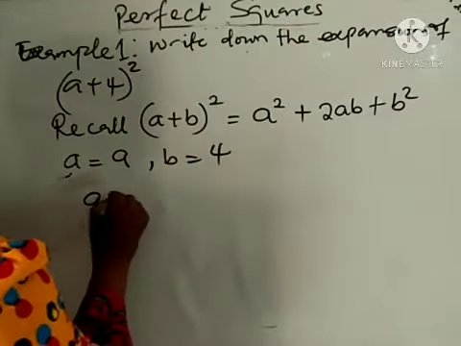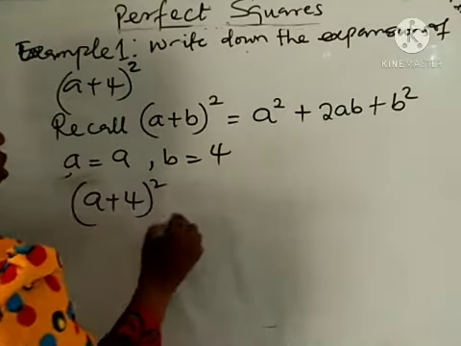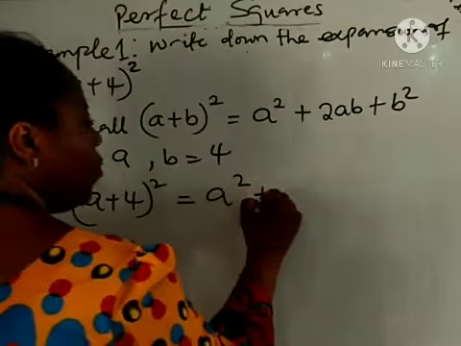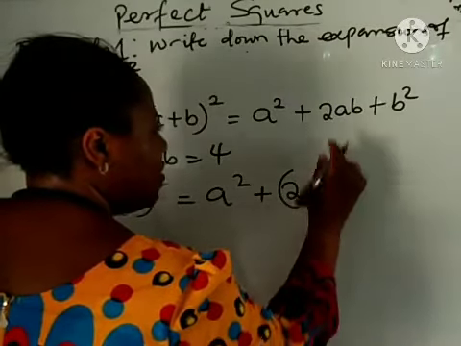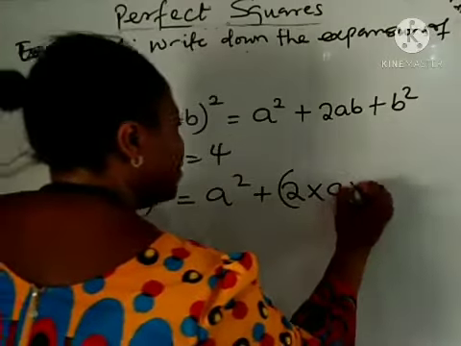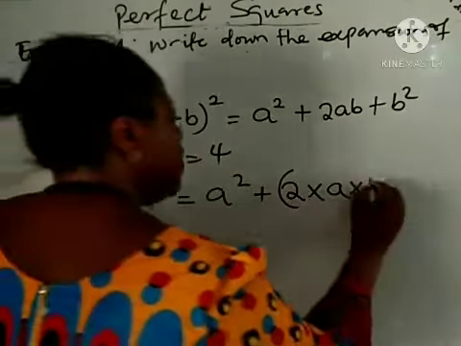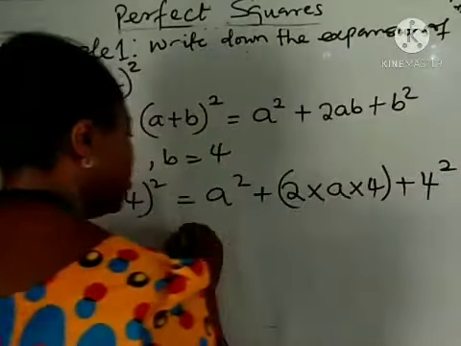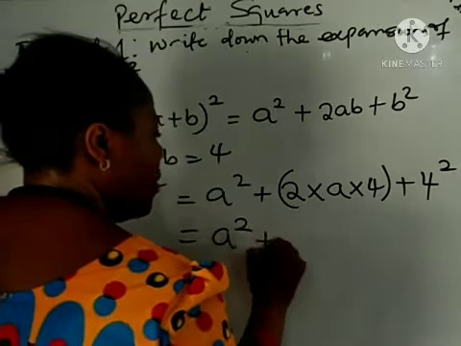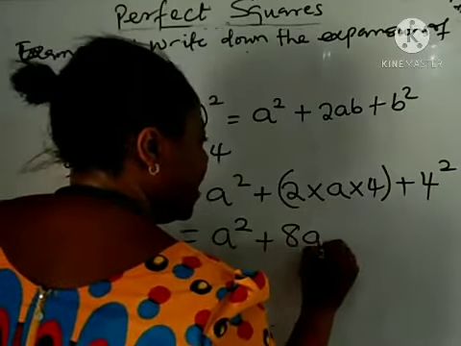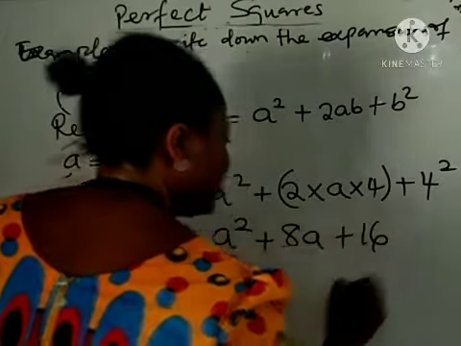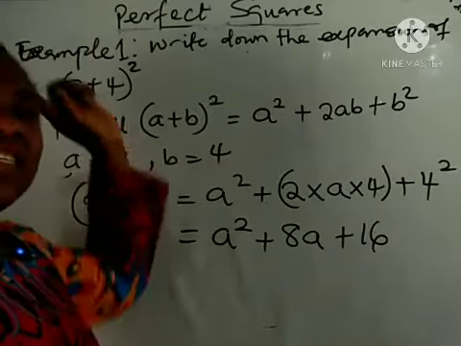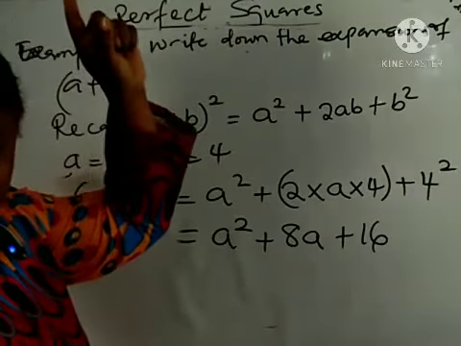4. We can now say A plus 4 all square will give us A square plus 2 times what? A times what? B. Our B is what? 4. Plus B square is what? That will be 4 square. So we now have A square plus 8A plus 16. So using this method is shorter than the expansion method that we are used to.